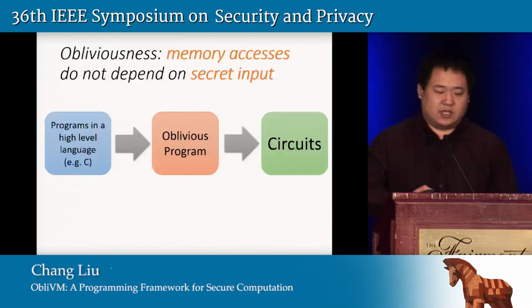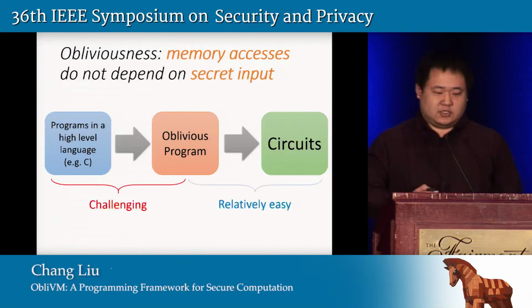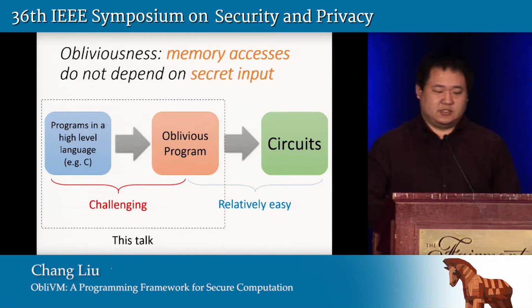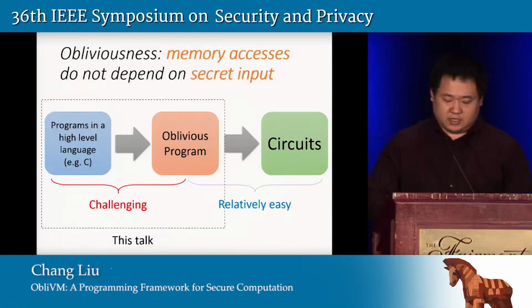Our solution is that we want to translate the program in a RAM model language into its oblivious counterpart. Obliviousness means that memory accesses and instruction traces do not depend on secret input. In this way, the oblivious program can easily be transformed into a circuit. In this transformation, the latter part is relatively easy and the first part is really challenging, so this talk will focus on the first part and how to do it.